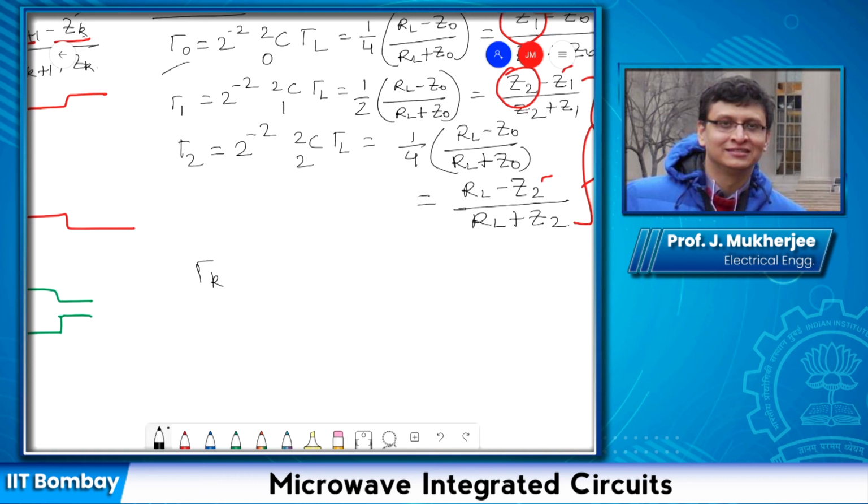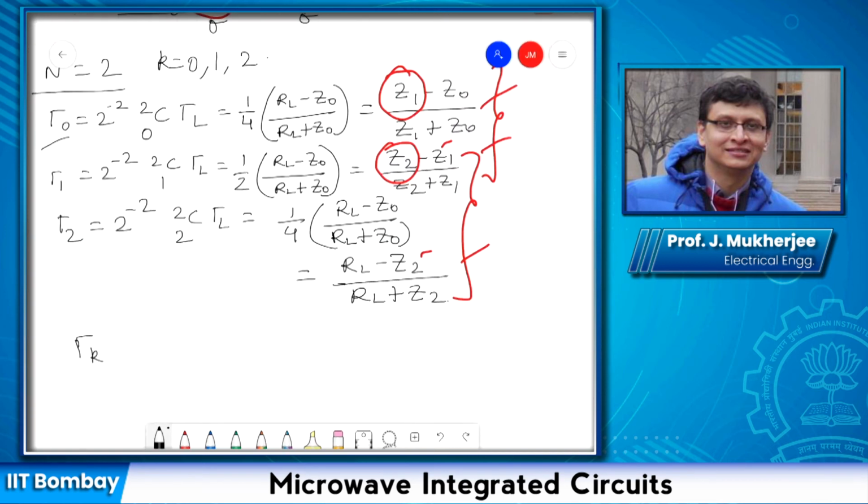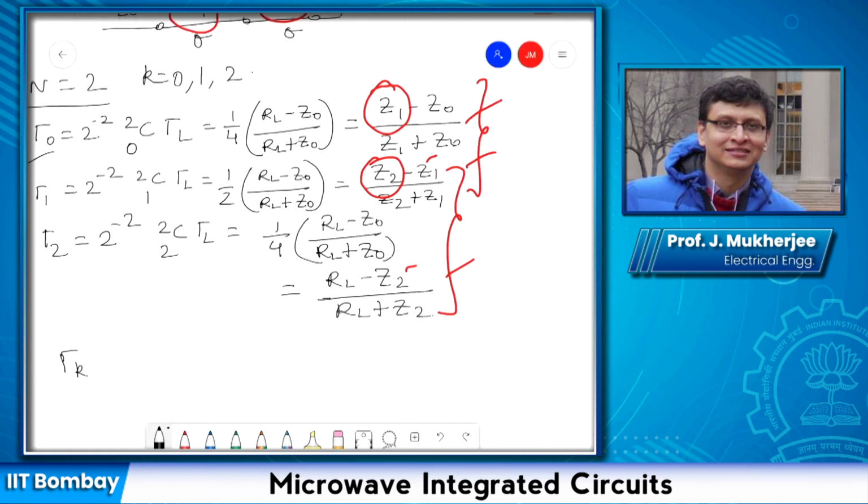You can try that out. I leave it as an exercise for you. You can try to find out the values of Z1 and Z2 when you take only these two equations, and when you take these two equations, and also when you take these two equations. You will observe that the solution for Z1 and Z2 will be different for each case.